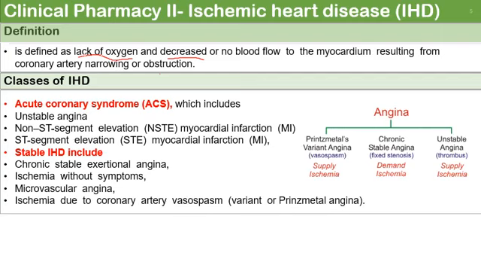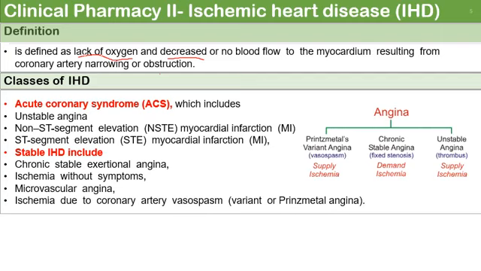So acute coronary syndrome can be classified as unstable angina, non-ST segment elevation MI, which means that in the ECG there is no ST segment elevation, and ST segment elevation myocardial infarction. Or the chronic stable ischemic disease, which includes chronic stable exertional angina, ischemia without symptoms, microvascular angina, and ischemia due to coronary vasospasm, called variant or Prinzmetal angina.